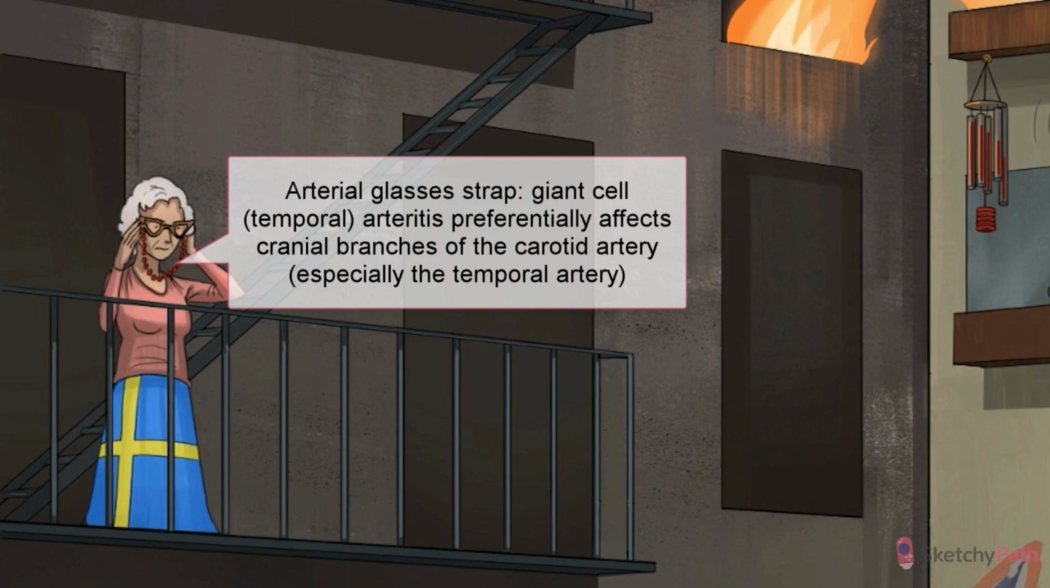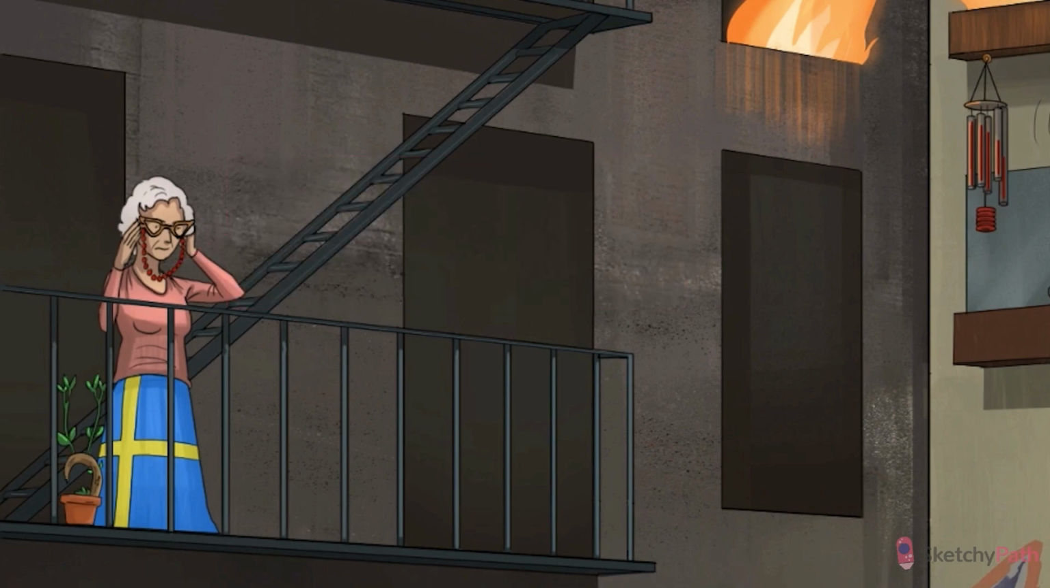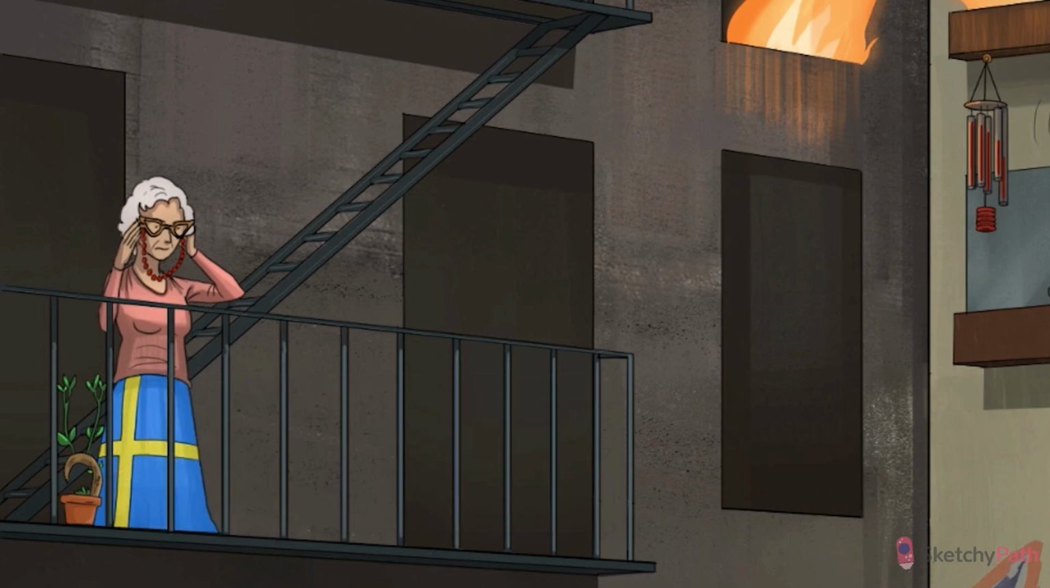So on our next citizen in need of rescue, we've drawn in an arterial glasses strap, headed upwards to each temporal region. Surrounding vessels are commonly affected as well, including vertebral and ophthalmic arteries, as well as the aorta itself. So we've added an aptly placed plant out on our balcony, outlining the major branches of the aorta coming off the arch, as well as the internal and external carotid branches up next to her neck. Lesions in these branches are going to give us some of the classic symptoms of giant cell arteritis, which we'll outline shortly.